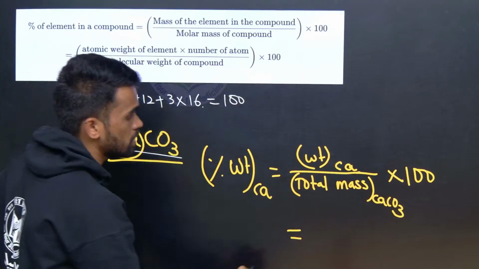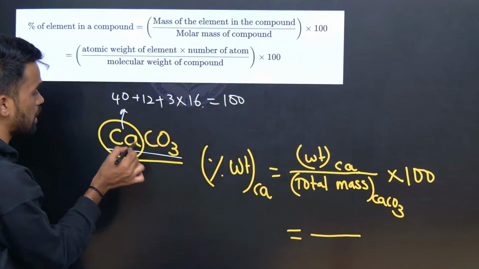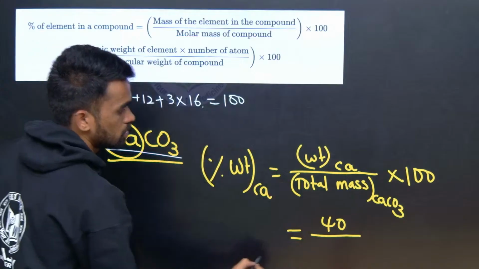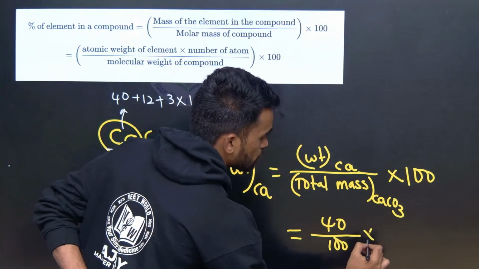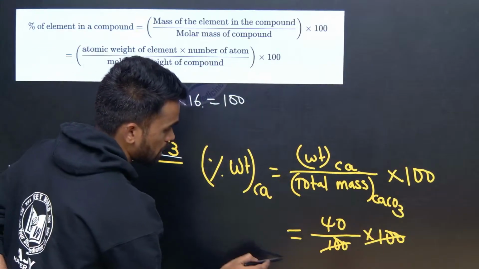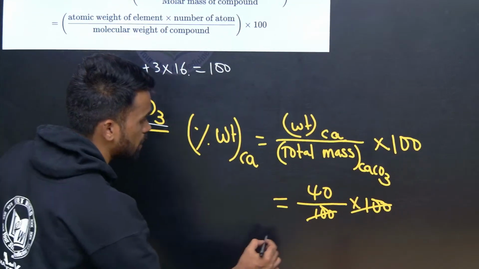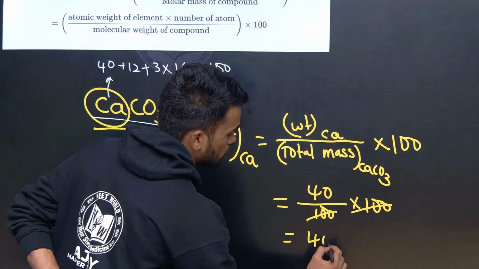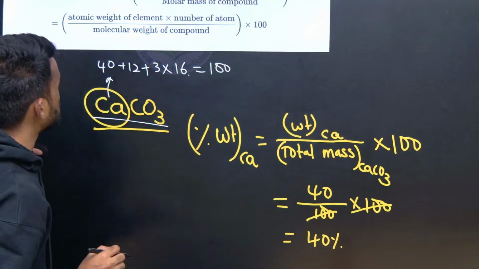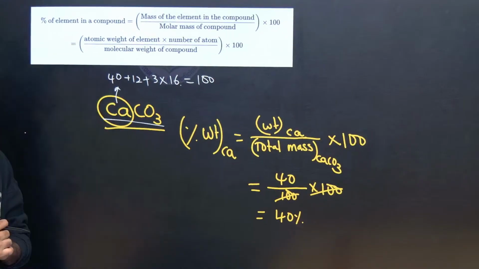Now I am asking for calcium, so what should I take? Weight of calcium. How much weight of calcium? 40. Total weight is how much? 100, into 100. So this one you can remove. What is the percentage of calcium here? 40%. Is that clear? If I ask you what is the percentage of carbon in this same species, tell me.